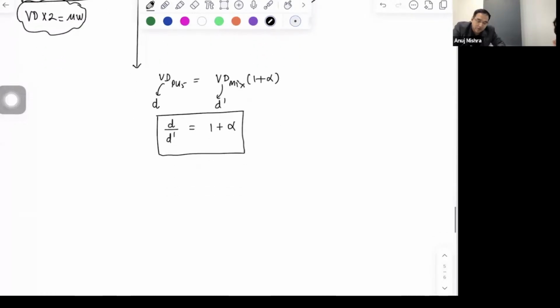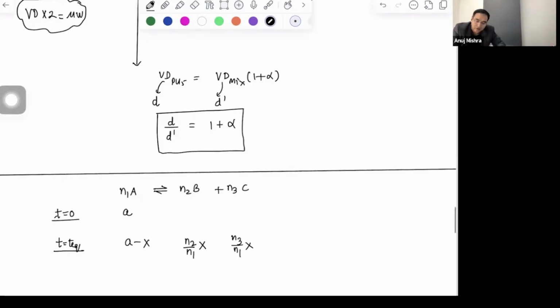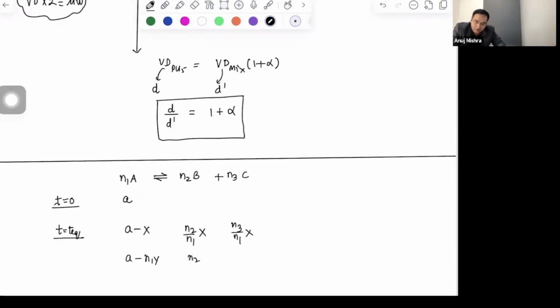Now let's say tomorrow you get a question which is a general question. How will you write this expression? Let's say they give N1A, N2B, N3C. And initially A moles are given at time t equals 0. So mathematically you are writing t equals T equilibrium. I'm dealing with the most difficult case now, so that you can find other cases much easier. So one approach is you write A minus X. So this will be N2 by N1 X, N3 by N1 X. ये तो रोज समझ में आ रहा है. If I'm writing A minus X, you have to use this. Or if you're not okay with this, somebody can say A minus N1Y, N2Y, N3Y.